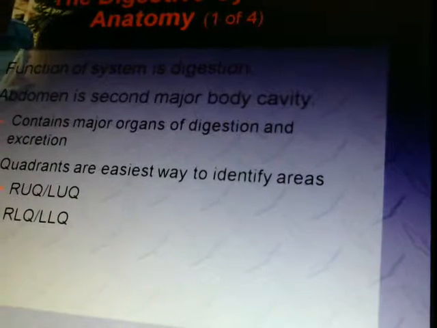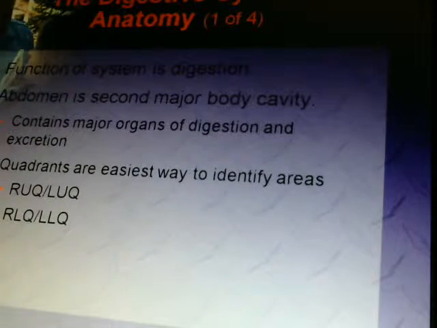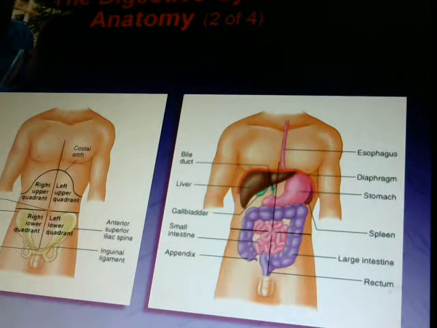Now we're on the digestive system. This is just a very fast overview of all the systems, and we'll go a whole lot more into them as we cover both the medical cases and the trauma chapters. The function of the digestive system is digestion. It's where you eat your food, and it's processed through to be eliminated through defecation or urination. Your abdomen is the second major body cavity, containing your major organs of digestion and excretion. Your quadrants are an easy way to identify the areas: your right upper, left upper, right lower, and left lower quadrants. It's a really nice picture of them.